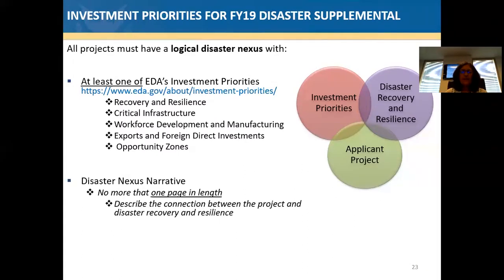The second is the disaster nexus, and that is a 1-page narrative in length that makes the connection between the project and disaster resilience and recovery. These are both important considerations for your application to ensure it is both complete and competitive.